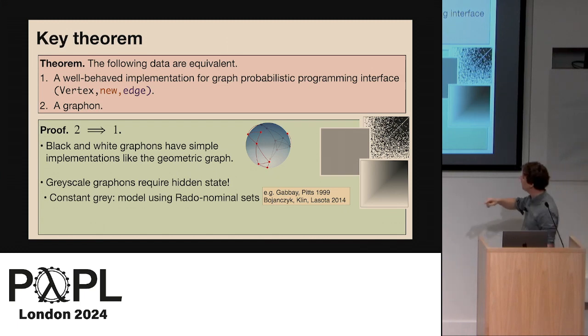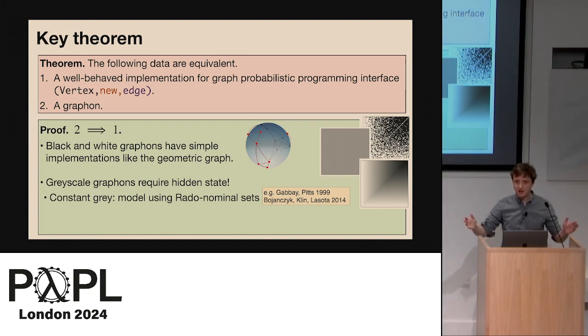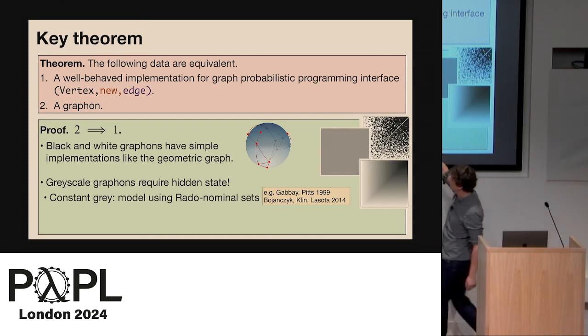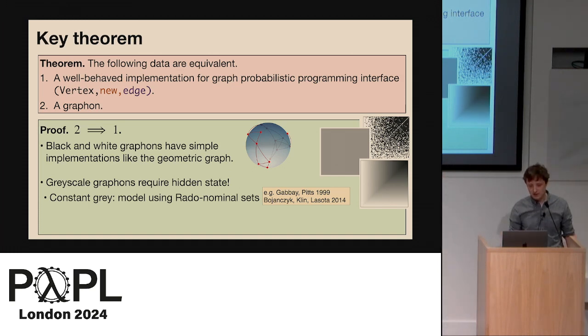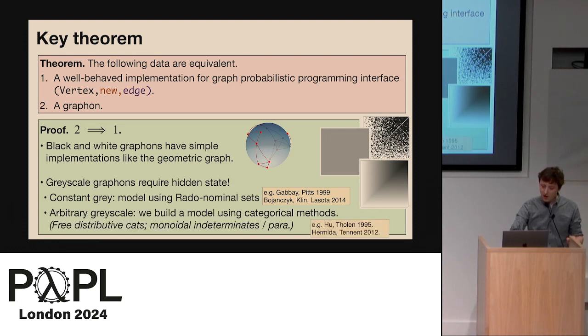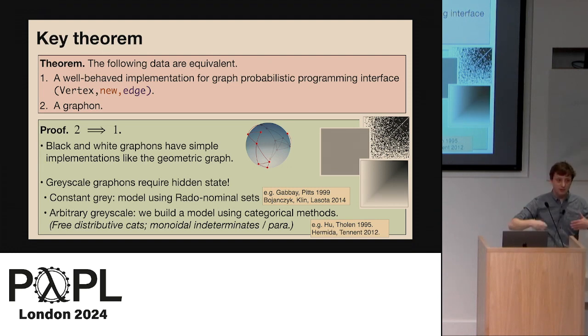So for constant gray, ideally we'd like to build a distributed Markov category, right, that is Bernoulli based. To do that for the constant gray one, we used Rado nominal sets, which various people have considered before, but not in this probabilistic context. And for arbitrary grayscale, we don't have a concrete method for building a Markov category, but we have an abstract one that uses some techniques from category theory. So I guess we're trying to build up a way of building these synthetic models of probability.